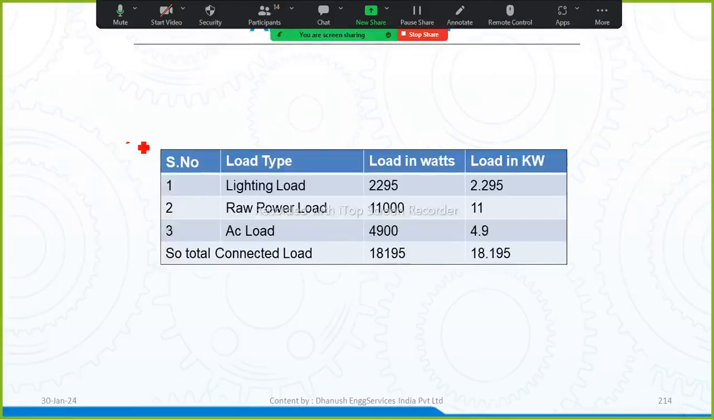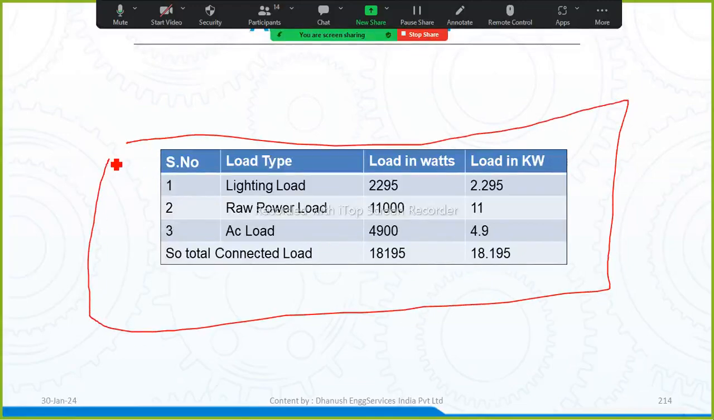Now when you add up the total load, what is the total load of the flat? Lighting load plus power load plus AC load. Lighting load we got 2295, power load we got 11,000, and AC load we got 4,900. Entrance hall, master bedroom, only 3 places I placed AC, because we don't require AC in toilets and kitchen. So what is the total load in terms of kilowatt? 2.295 kilowatt, 11 kilowatt and 4.9. So the total load is 18.195 kilowatt.